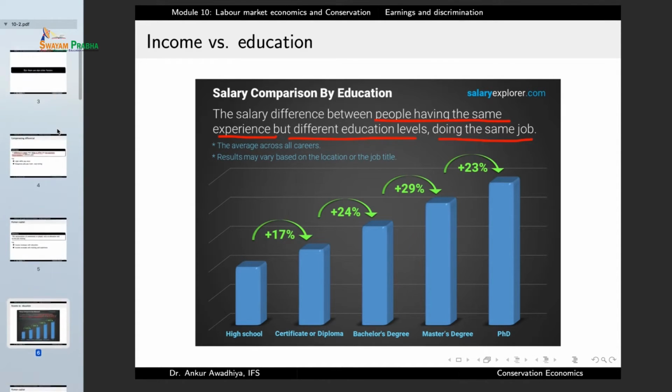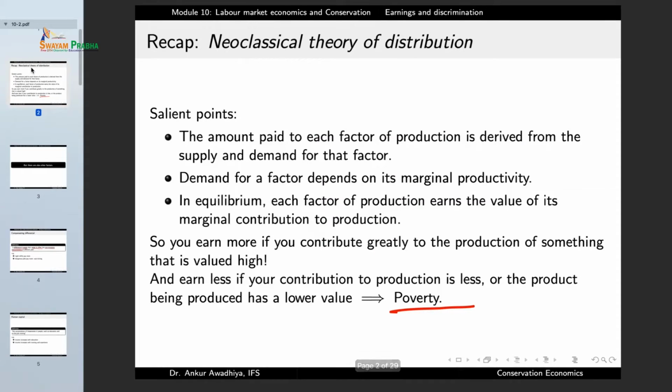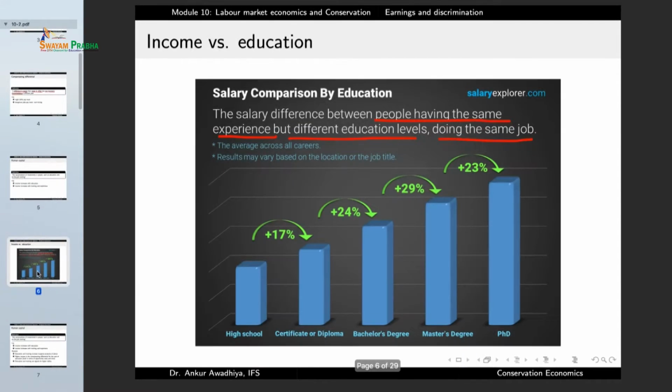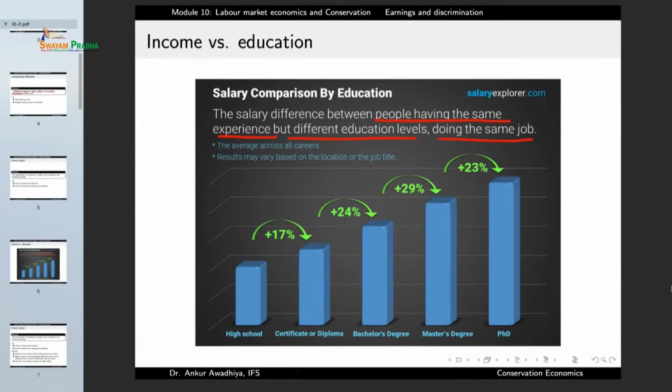Now, if you remember, when we were talking about the neoclassical theory of distribution, we said that at equilibrium, each factor of production earns the value of its marginal contribution to the production process. In this case, people are doing the same job, so the neoclassical theory of distribution would say that these people should be paid the same amount. But in actuality, what we are observing is that people are paid different amounts.